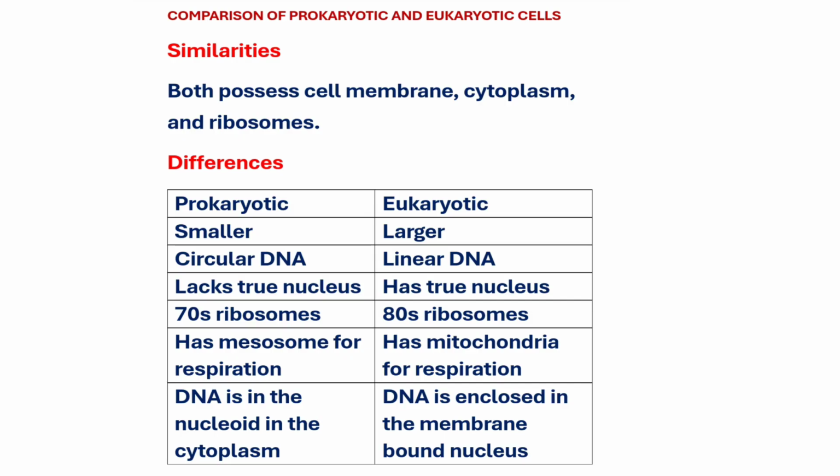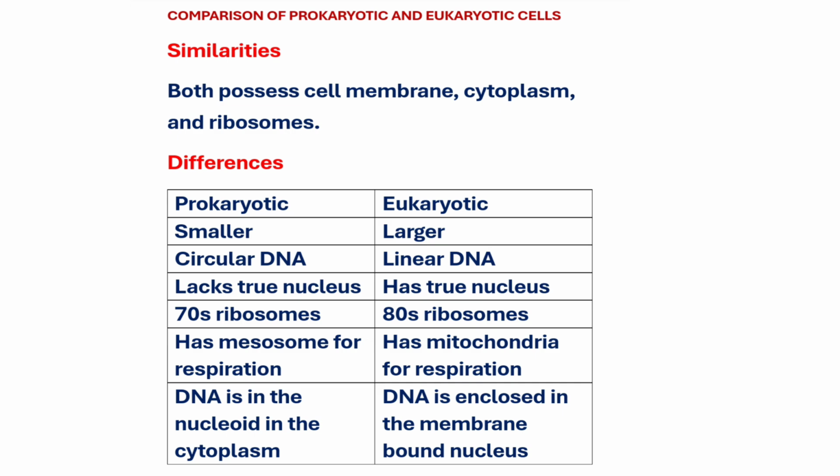Prokaryotes have 70S ribosomes, while eukaryotes have 80S ribosomes. Prokaryotic cells possess mesosomes for respiration. Eukaryotic cells possess mitochondria for respiration. Prokaryotic cells lack membrane-bound organelles, while eukaryotic cells possess membrane-bound organelles.